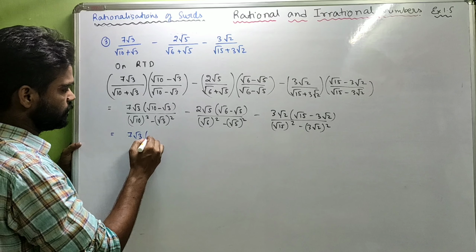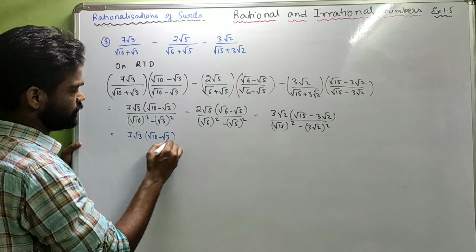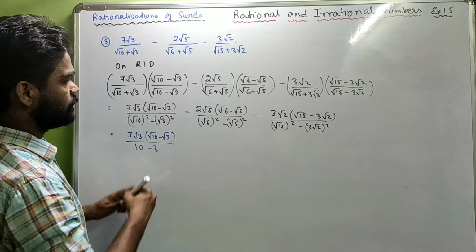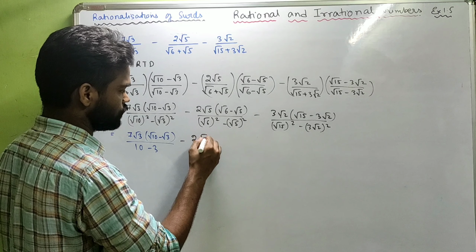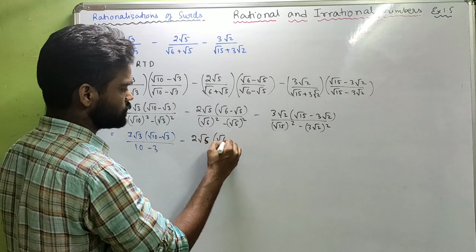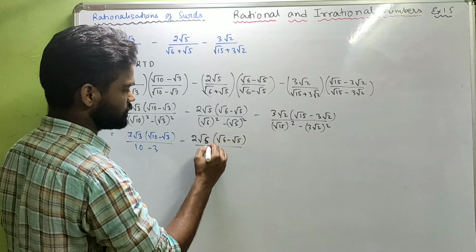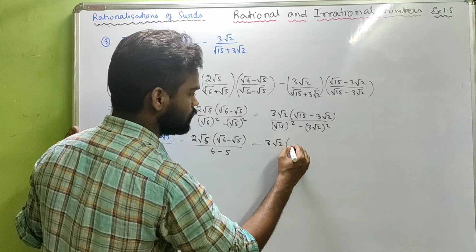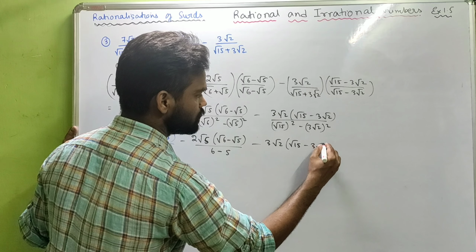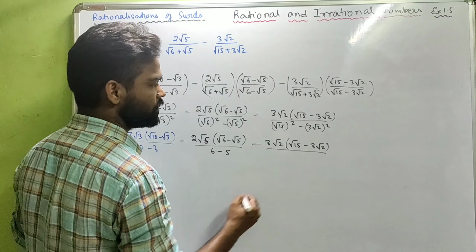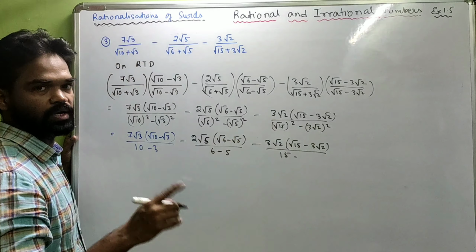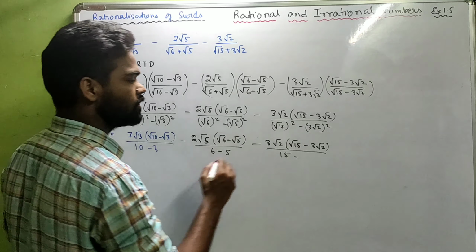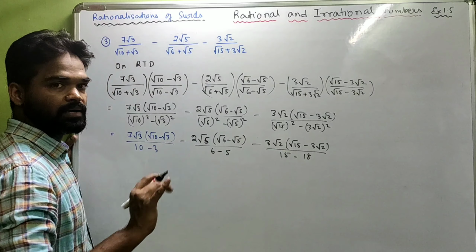This is 7 root 3, root 10 minus root 3, and this becomes 10 minus 3. Okay, look over here, this becomes minus twice of root 5, root 6 minus root 5, by this is 6 minus 5. Similarly over here, this is thrice root 2, root 15 minus thrice root 2, by root 15 square is 15 minus (thrice root 2) whole square. So 3 square is 9, root 2 square is 2, so 9 2s are 18. Am I clear till now?